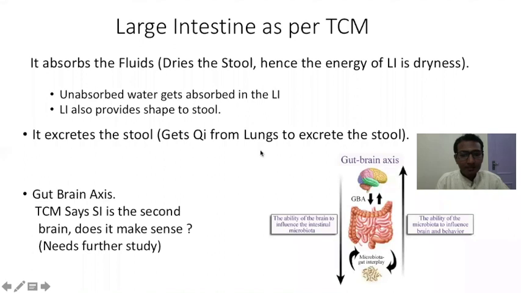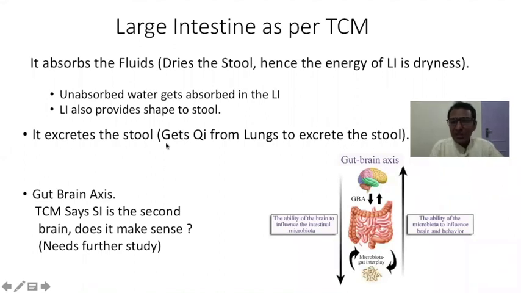Sorry about that. Okay, so this completes the large intestine part. So any questions until here?